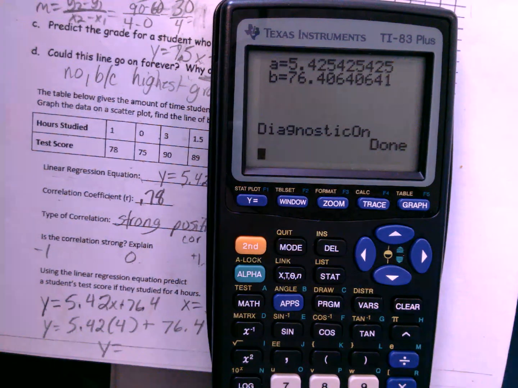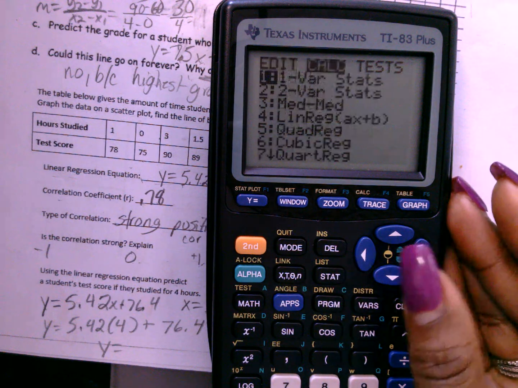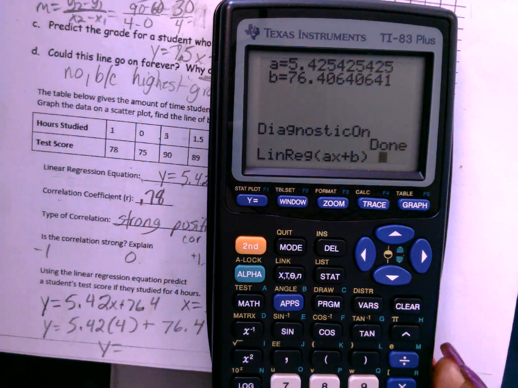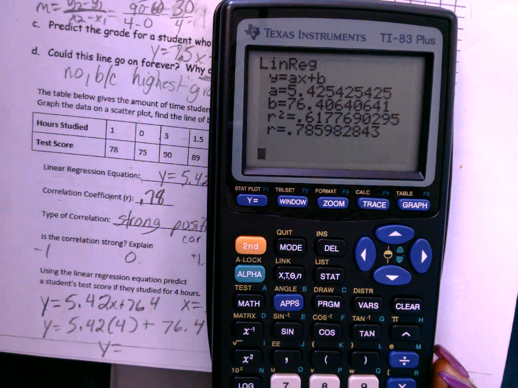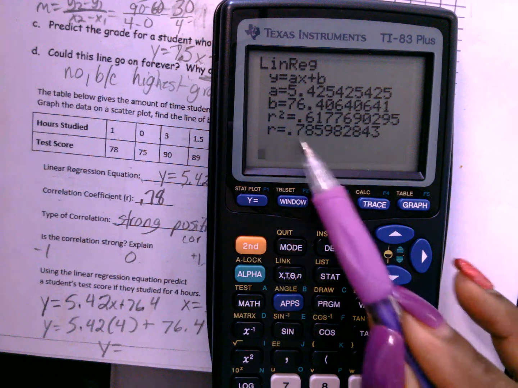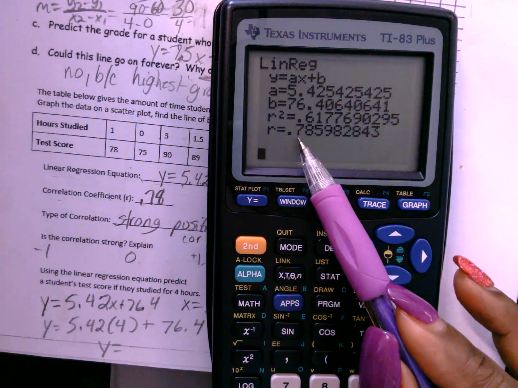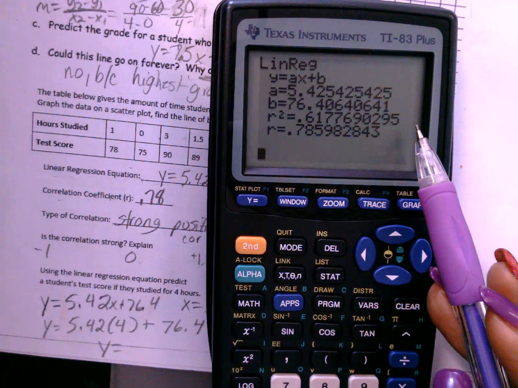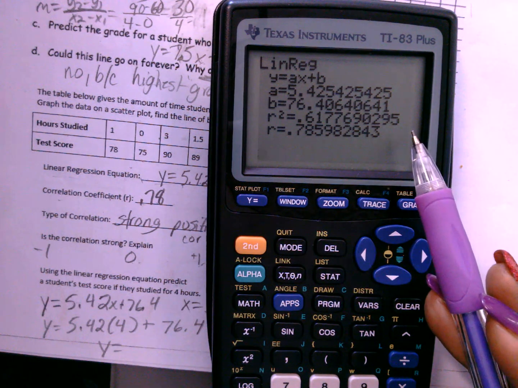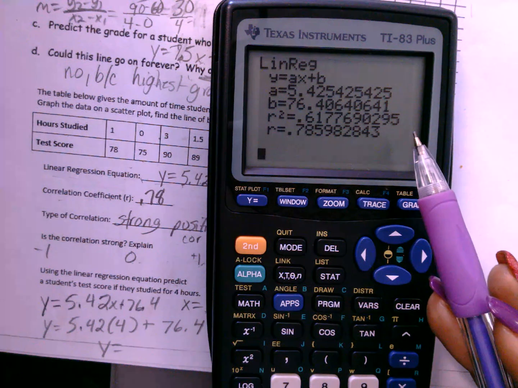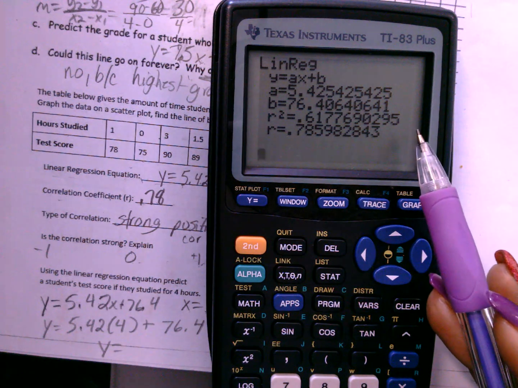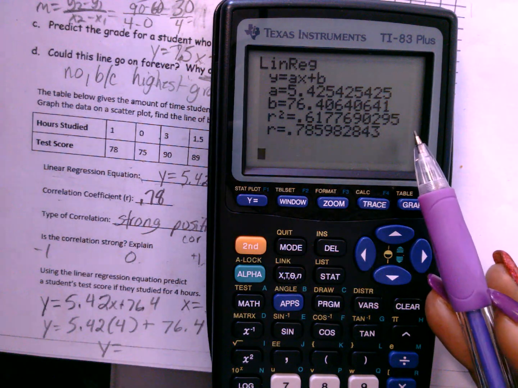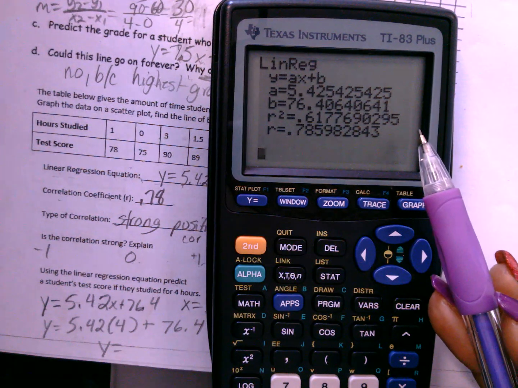So now do the same steps again. Do linear regression. That's stat, calc, LinReg. And when you press enter this time, it's going to give you the r, the correlation coefficient. This tells you how strong it is. So this is 0.7. As long as it's between 1 and 0.75, it's strong. Between 0.75 and 0.5 is moderate. And between 0.5 and 0 is weak or no correlation.